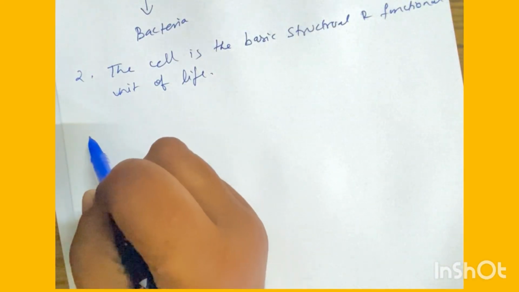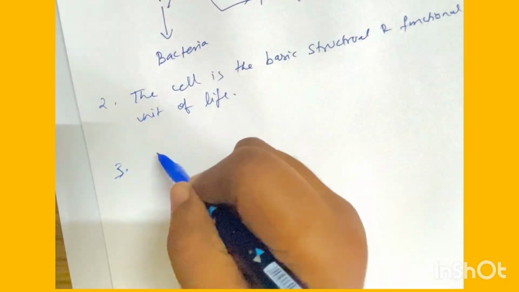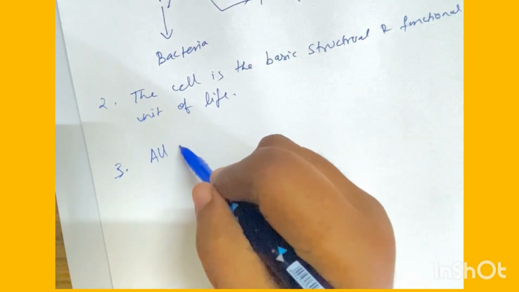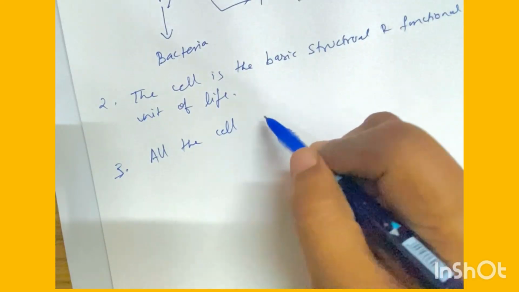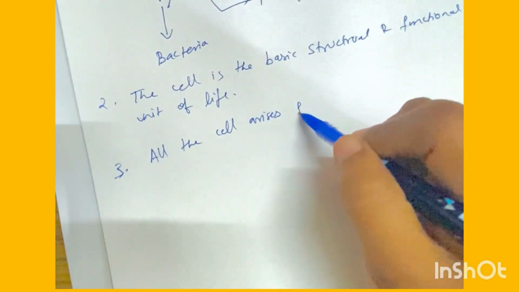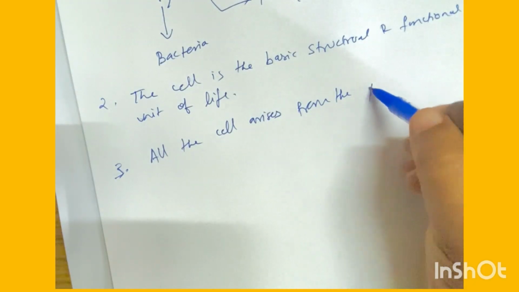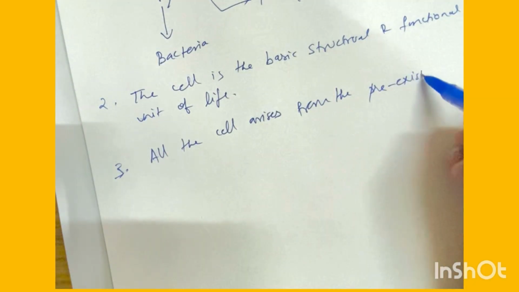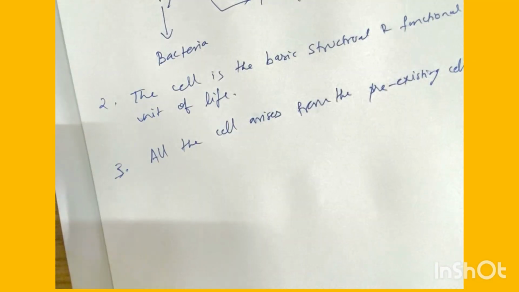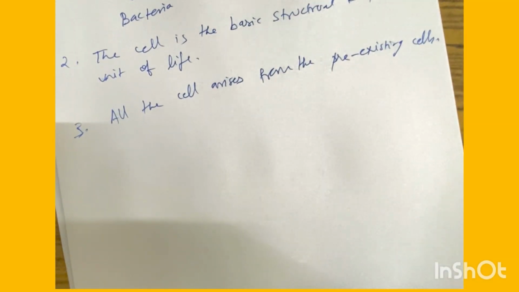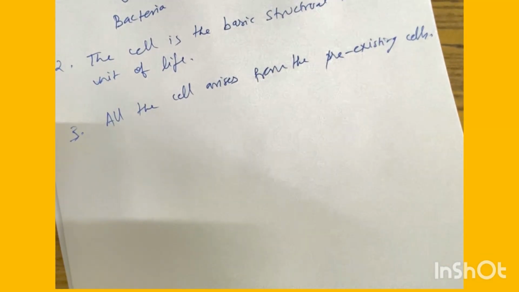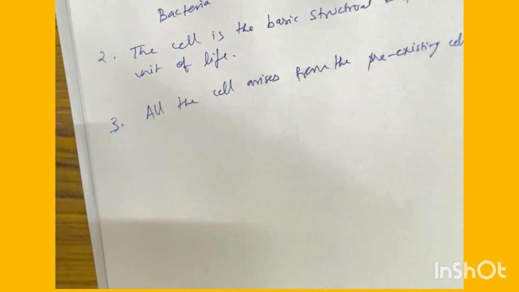Okay, now let us come to the third statement of cell theory, which states that all the cells arise from the pre-existing cells. Now this is what it says, all the cells arise from the pre-existing cells. Okay. Now let us talk about the scientists who have proposed the cell theory to us, right?